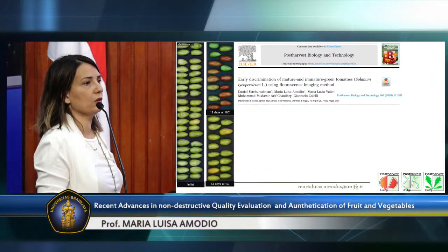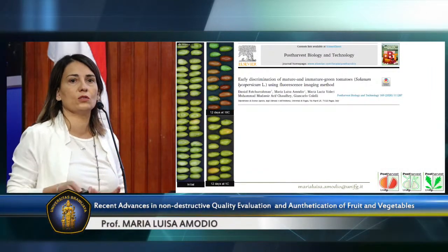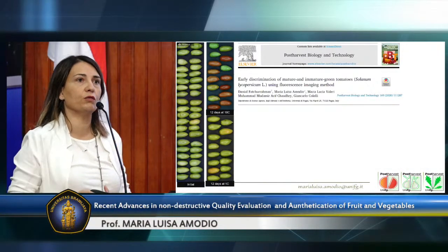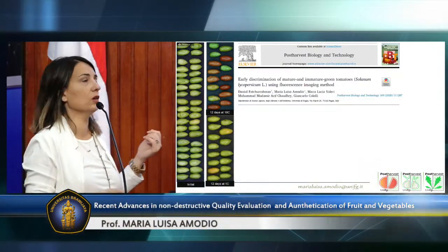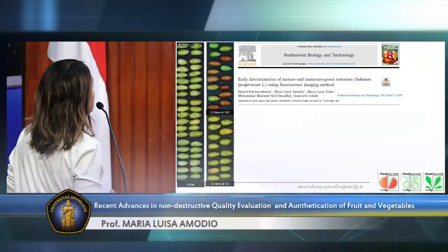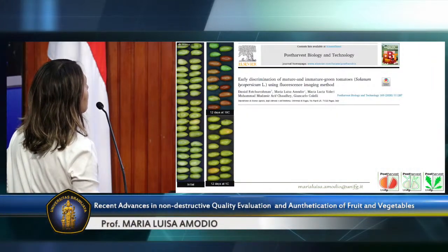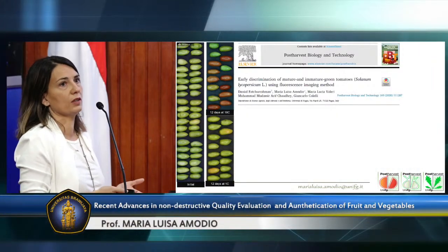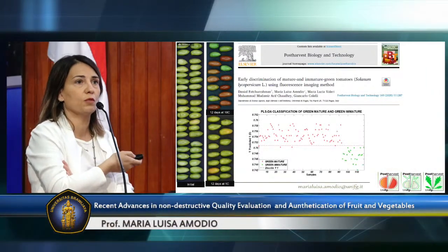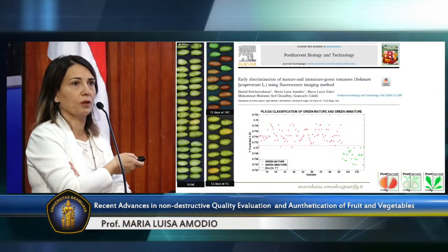When tomatoes are green, it's very hard to see if we can harvest them, that is, whether they will further ripen once off the plant or not. In the pictures after 12 days at 18 degrees, you can see that some tomatoes did not ripen, and we were able to discriminate mature green from immature green tomatoes.